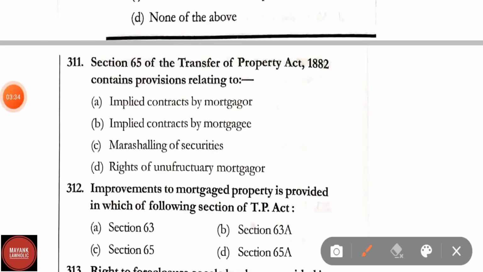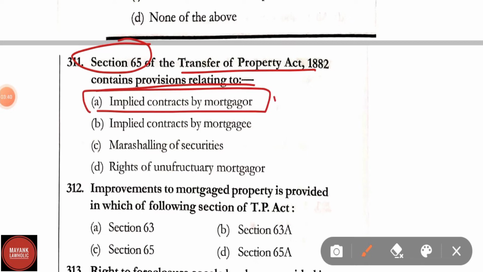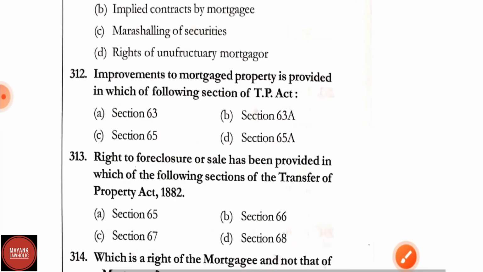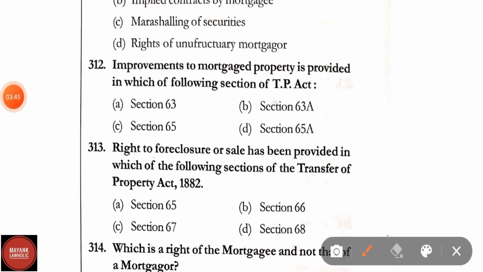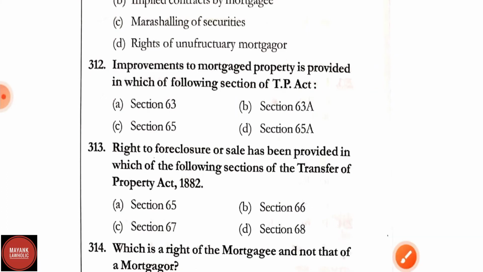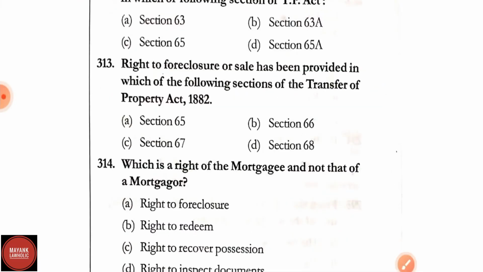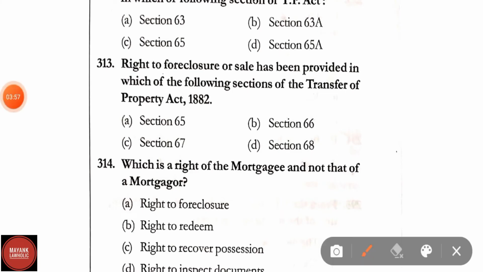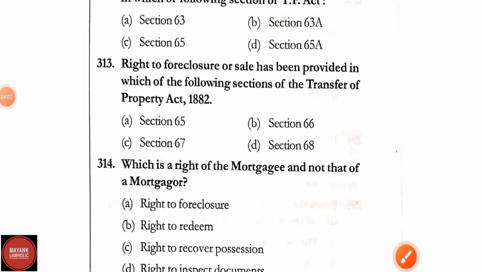Question number 311. Section 65 of TPA contains provisions relating to implied contracts by mortgagor. Option A is the correct answer. Question number 312. Improvements to mortgage property is provided in which section of TPA Act? Correct answer is option B, that is section 63A. Question number 313. Right to foreclosure or sale has been provided in which sections of TPA? Correct answer is option C, that is section 67.